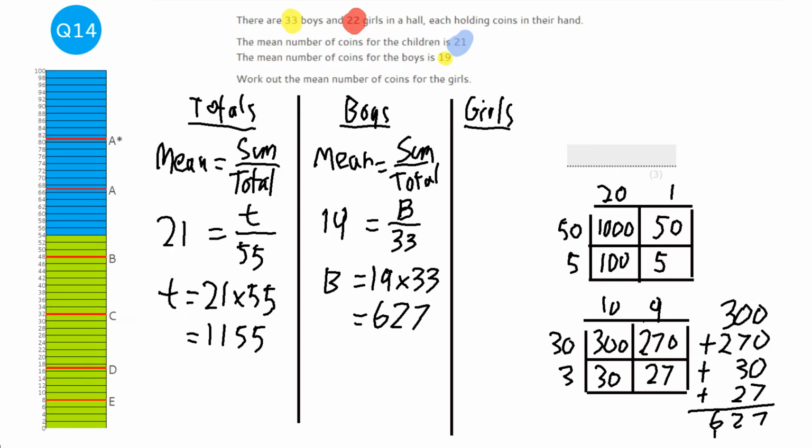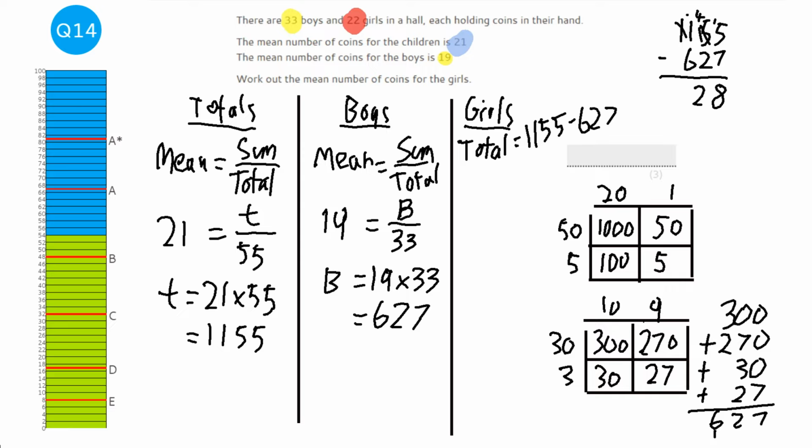So the girls' total is going to be the total's total minus the boys' total. And so let's do that. 1155 minus 627. Okay, I need to nick one off that. So 15 take away 7 is 8. 4 take away 2 is 2. Nick one there. 11 take away 6 is 5. So the total is going to equal 528.